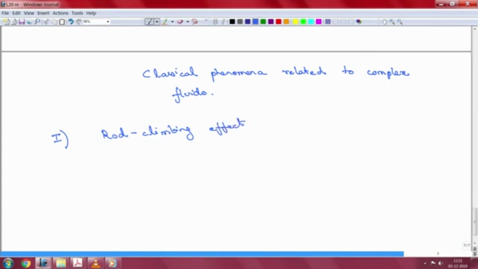In this effect, let us say there is a beaker, and in the beaker you have put a rod. This is, let us say, a metal rod, and you have a fluid. Just a second, let me draw this a little bit better.